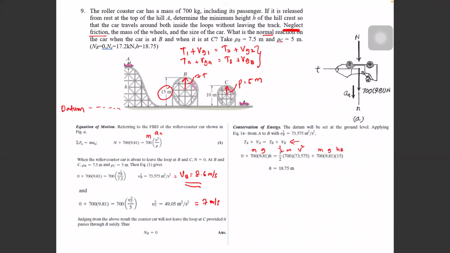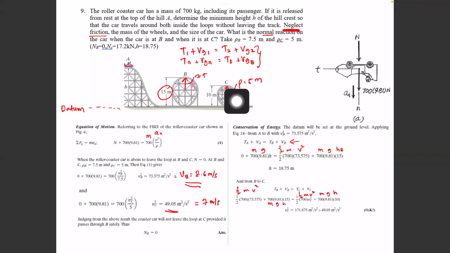Okay, so we need to check. Okay, from B to C, we need to check which is TB plus VB is equal to TC plus VC. Okay. At point B, this is half mv squared. Alright, this is mgh. This is half mv squared plus mgh. Okay, so your VC is equal to 171. It's larger than what we set here. Okay, if it is less, it will fall. Okay, it will fall. So it will not reach C. The roller coaster will fall down before it reaches point C. So if it is more, it's fine. Okay, more is fine.